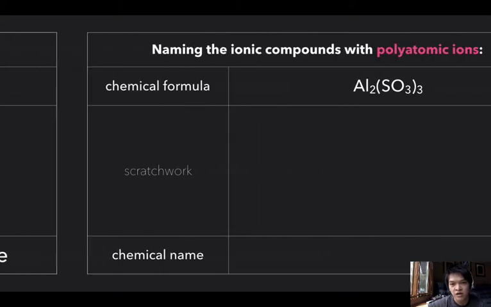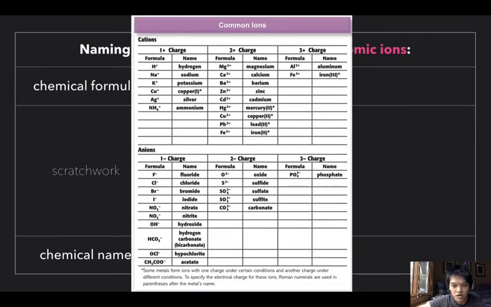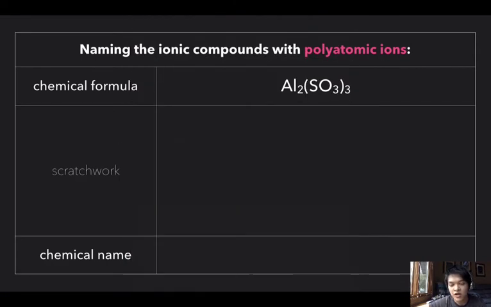Let's take a look at our next example. Al is aluminum. SO3 is a polyatomic ion. So let's go ahead and find the polyatomic ion name. SO3. Careful because there's two of them that are very similar. SO3 is sulfite, ITE ending. Sulfite. Try to remember that. We're going to go ahead and write down Al, which is aluminum, SO3, which is sulfite.